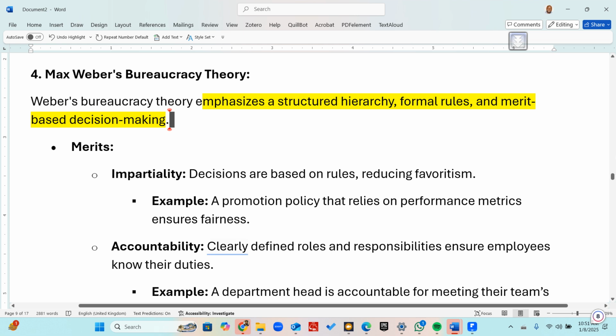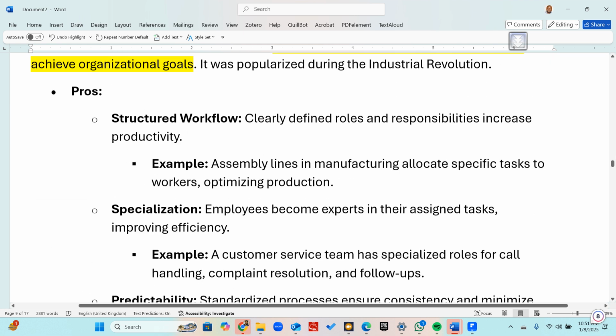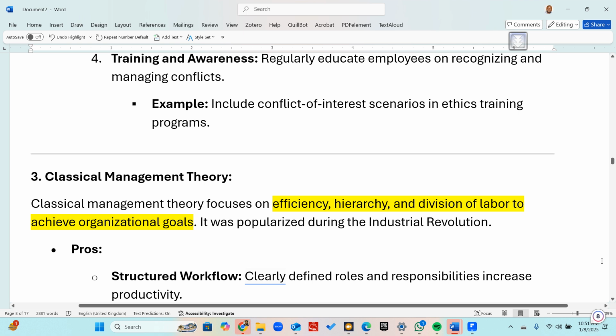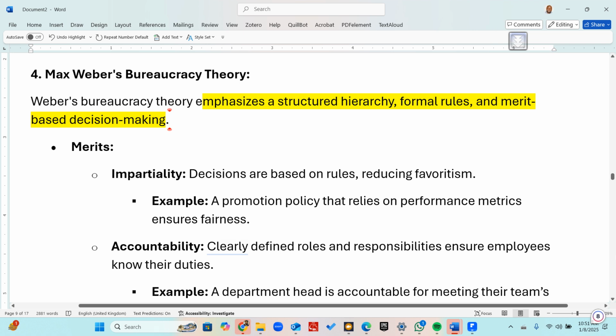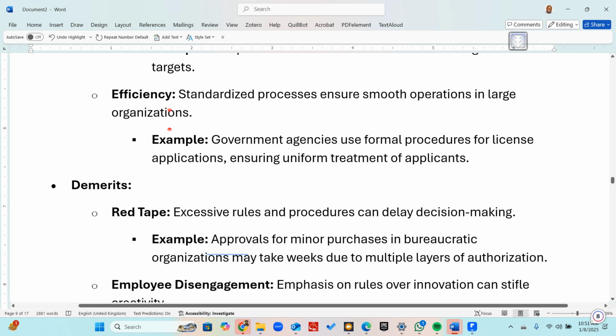This is Max Weber's theory. This is classical management theory. These are theories in HR. It's different from motivational theory, so please take notes. Demerit: red tape. Excessive rules and procedures can delay decision making. Approvals for minor purchases in a bureaucratic organization may take weeks due to multiple layers of authorization.